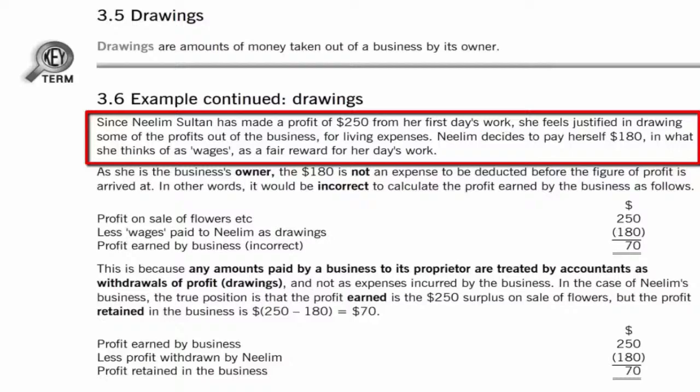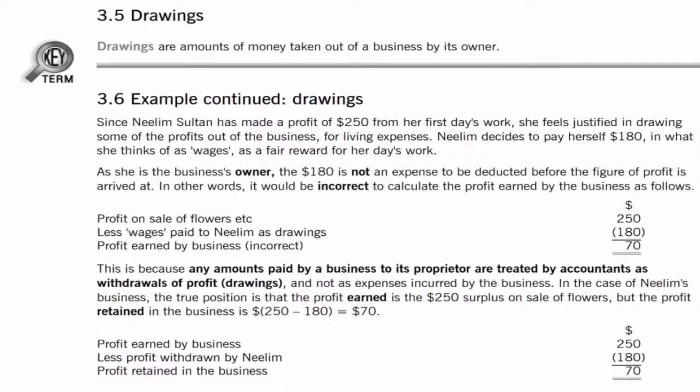However, since Neelam is the owner of the business, we handle this money differently than we would if it were a regular employee's wages. In accounting, this $180 is treated as drawings rather than as a business expense. This means that it's a withdrawal of profit by the owner, not an expense that reduces the business's profit. Step 2. Avoiding the incorrect way to calculate profit.